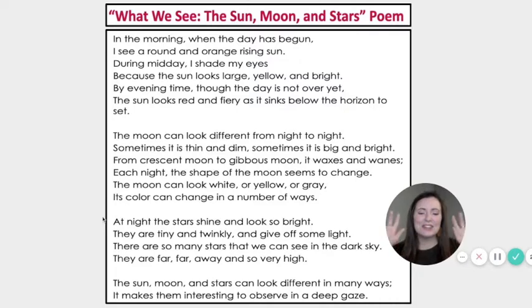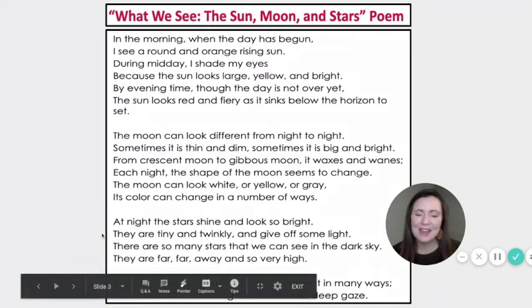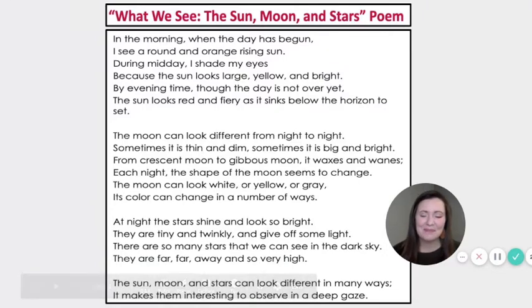At night, the stars shine and they look so bright. They are tiny and twinkly and they give off some light. There are so many stars that we can see in the dark sky. They are far, far away and so very high. The sun, moon, and stars can look different in many ways. It makes them interesting to observe in a deep gaze.